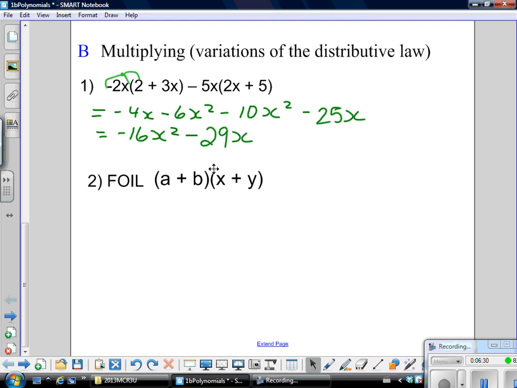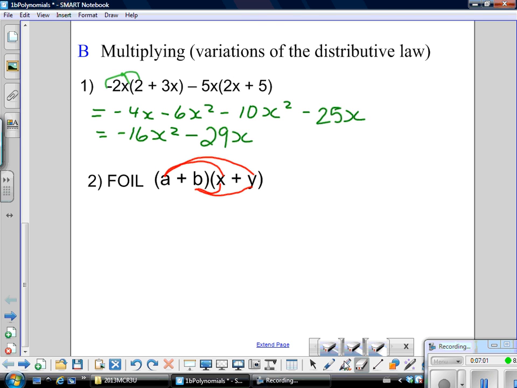First, outside, inside, last. And you can see that works the same way. Now the reason I often take the first one and multiply it by everything in the second, and the second by everything in the second polynomial, is because it's possible I could have a variation on this, and I could actually have 3 terms in the first polynomial. And so FOIL by itself doesn't work, but my method always will.